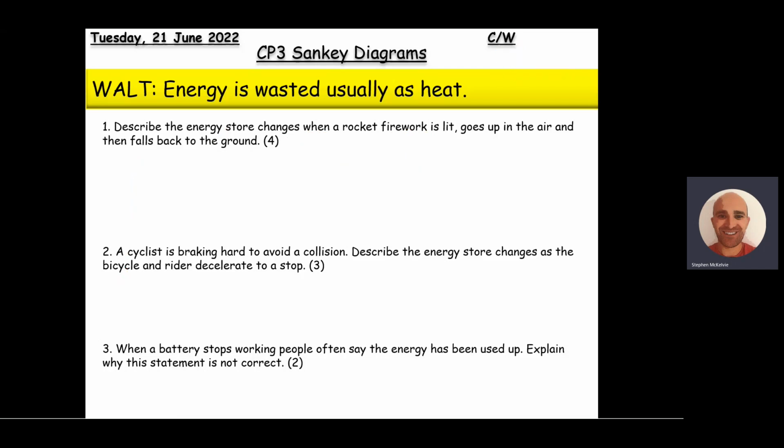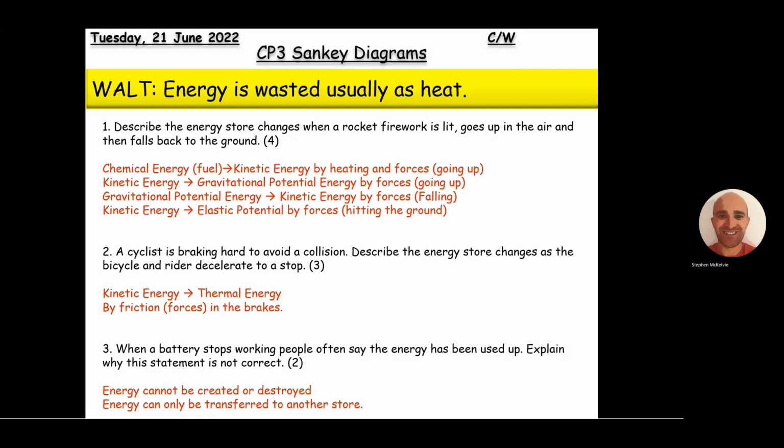If nobody managed that, or if it was incredibly difficult, then you can pause again if needs be, to let people see that. Otherwise, here are your answers. So chemical energy that's in the fuel is transferred to kinetic energy by heating and forces. So that's when the firework goes up. Kinetic energy turns into gravitational potential energy by forces. So this is, as it's moving up as well, and it's turning into gravitational potential energy.